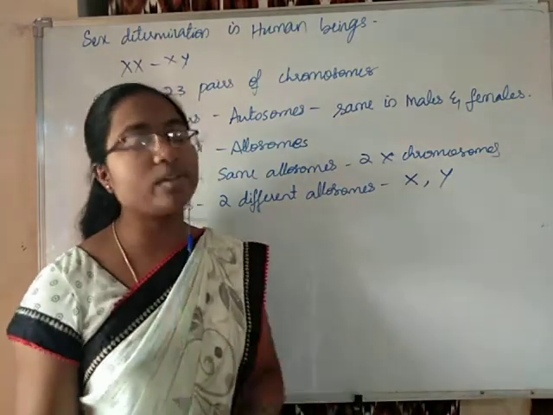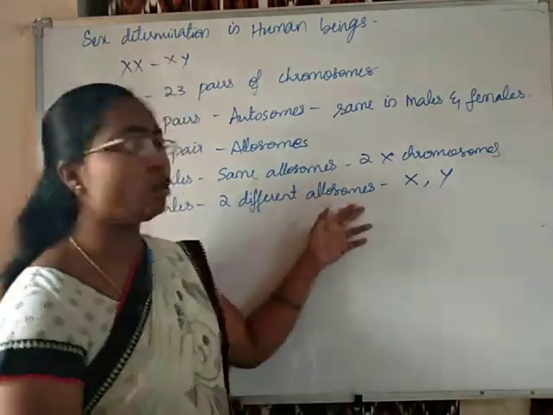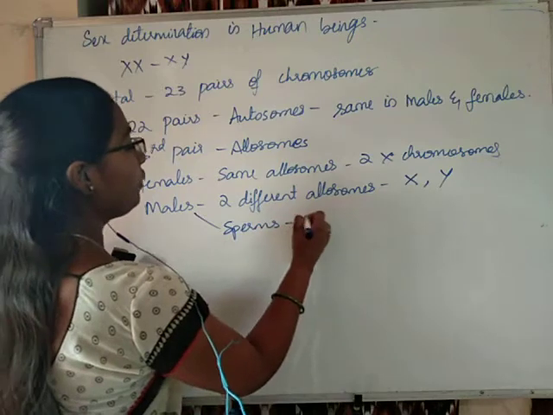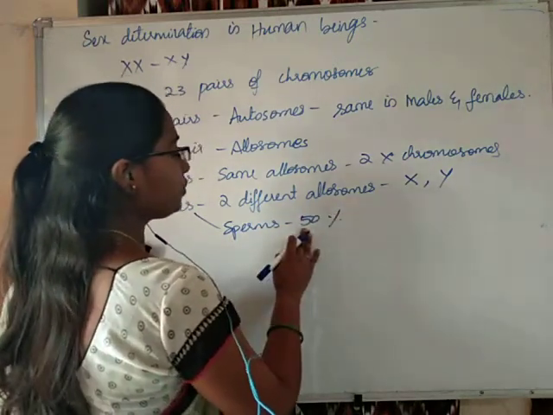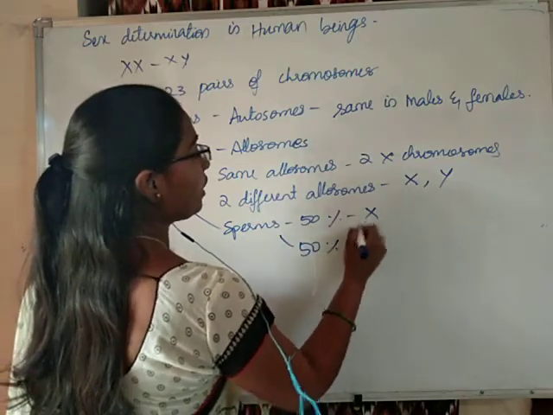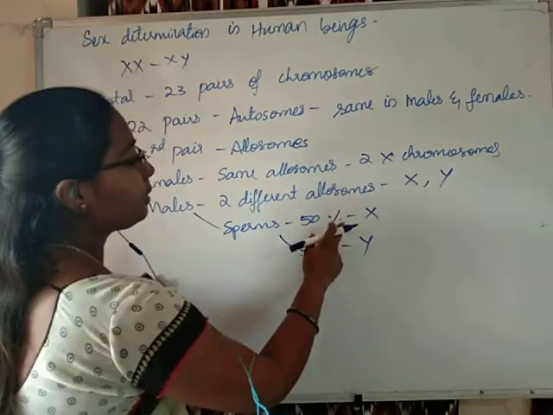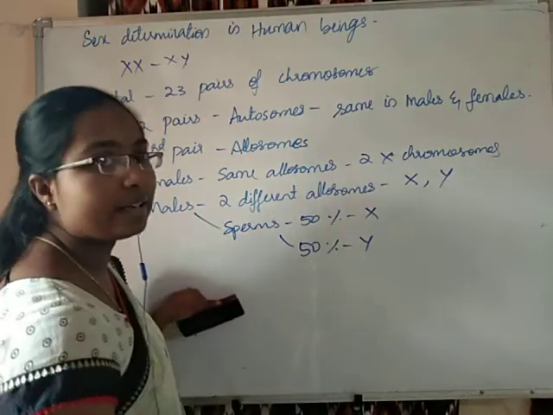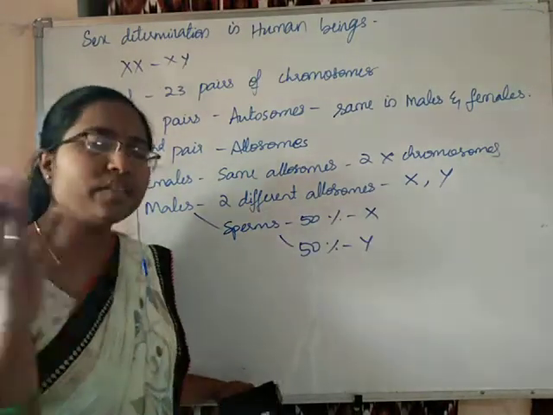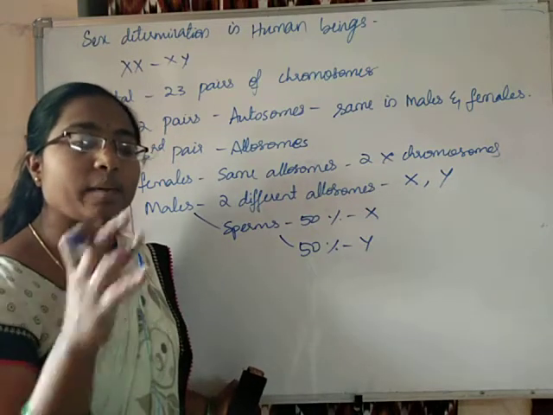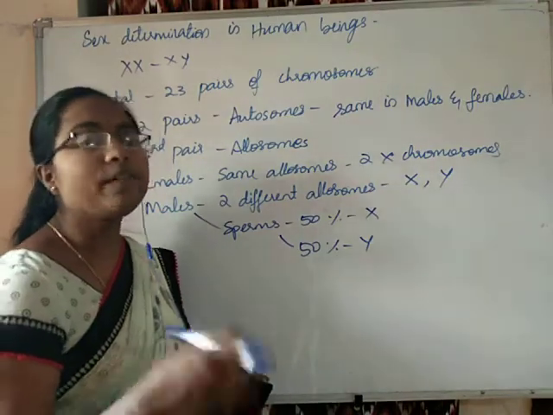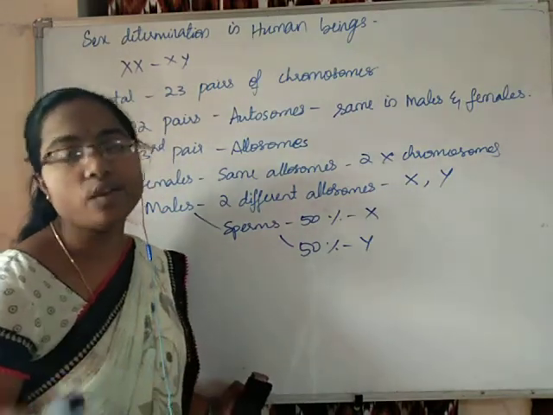So definitely in the male individuals, because they have two different allosomes, X and Y, 50% of the sperms contain the X chromosome and the remaining 50% contain the Y chromosome. Whenever sperms are produced by males, 50% of them will consist of X chromosome, 50% will consist of Y chromosome.